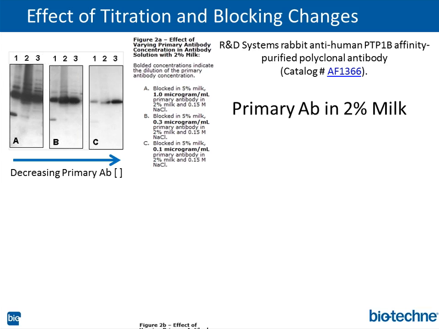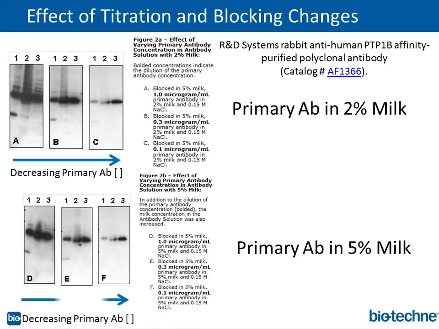Now, if we repeat this experiment below, the only thing different here is, everything is exactly the same, 5% milk block, same salt, same antibody concentrations, but look what we do. We increase the percentage of milk in the antibody solution. So we've got multiple variables here that are affecting our signal and lowering our noise. And so by simply increasing the percentage of milk in the primary antibody solution, we're able, even from the get-go, to clean things up more efficiently.